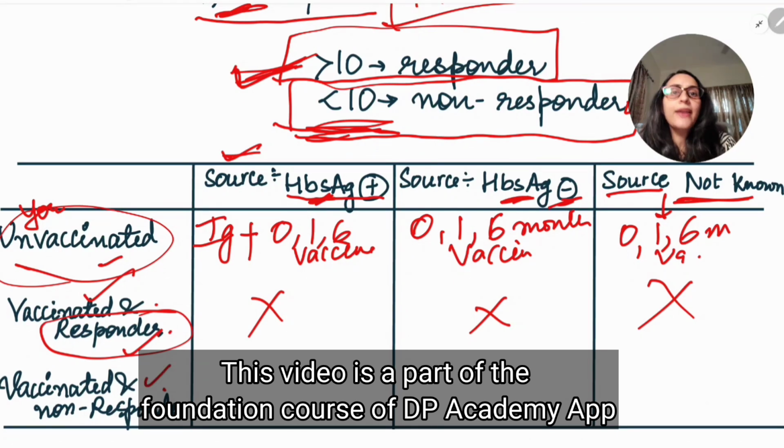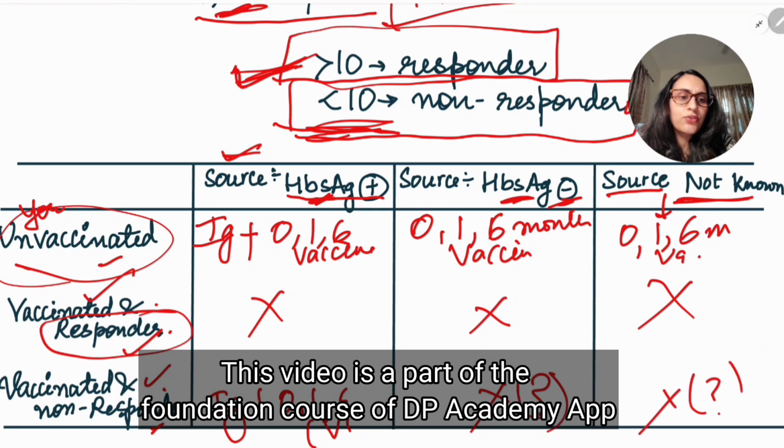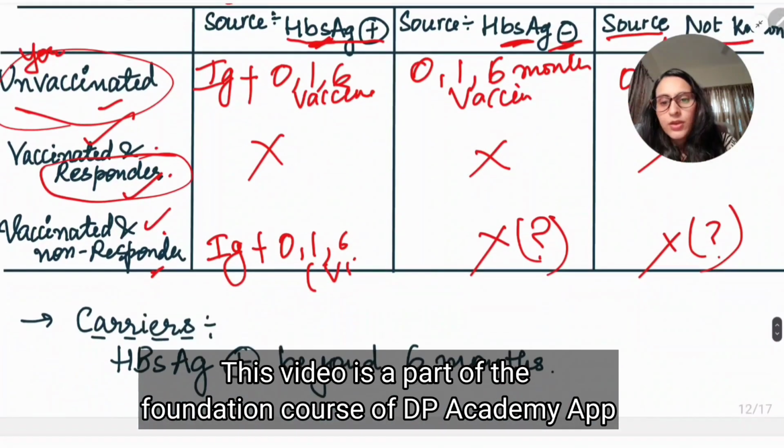Now, if you are vaccinated and antibodies have not formed in your body, you are in the non-responder category. That means the antibody titer comes less than 10. In that case, if the source has surface antigen positive, you need to get immunoglobulin, plus vaccination at 0, 1 and 6 months. If the source has no surface antigen, you need not do anything. And if the source is unknown, you need not do anything. But some hospitals have variations. For the safe side, you may get the vaccination done.